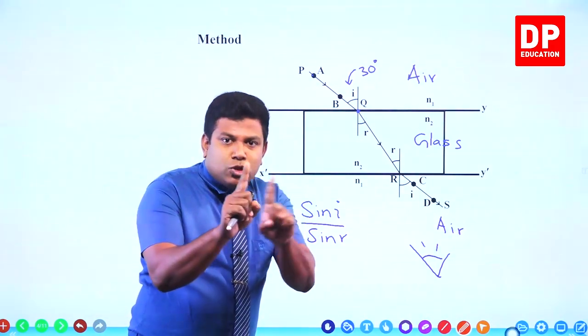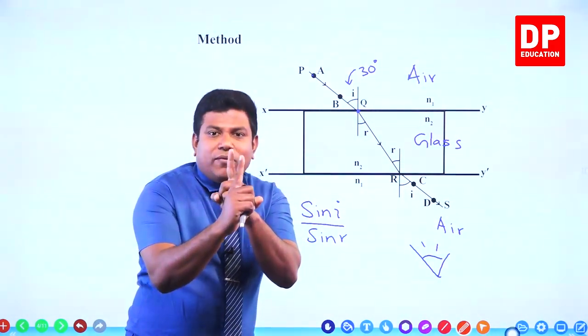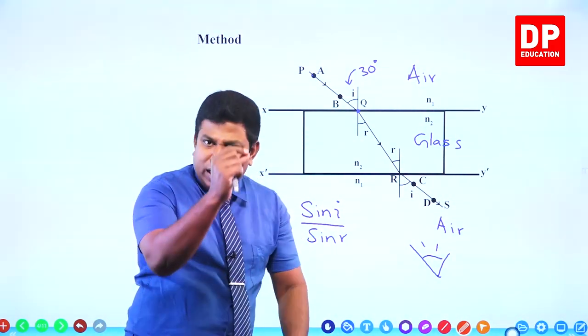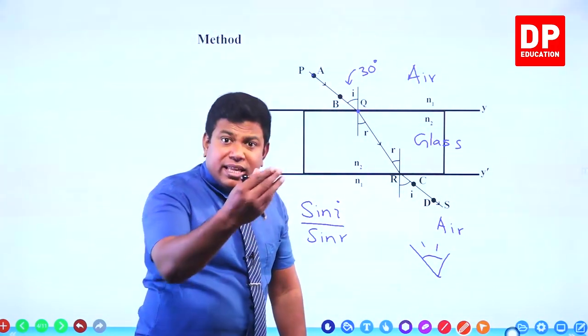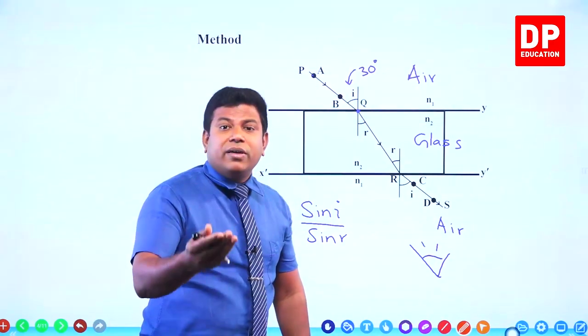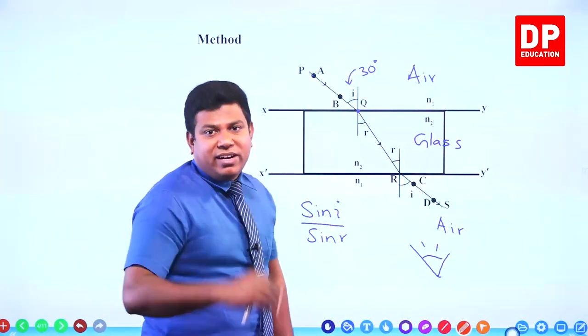Collinear means what? You will see them on the same line. Right? You don't see them as two separate images. You see them one behind the other. That means you will see only one image. You will see only one pin. It will look like there is only one pin. So where is the other pin's image? It's just behind the other one.